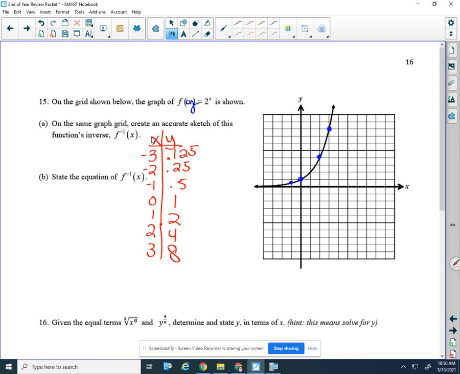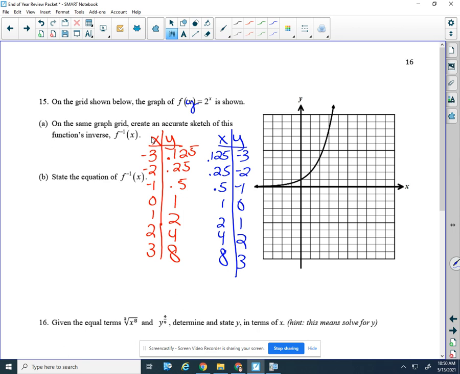So we have that. Now it says create an accurate sketch of the function's inverse. Well, the inverse is where you switch the x and y values. So the y's become the x's. So all I did was flip-flop the x and y. And now I'm going to plot my inverse on this graph.